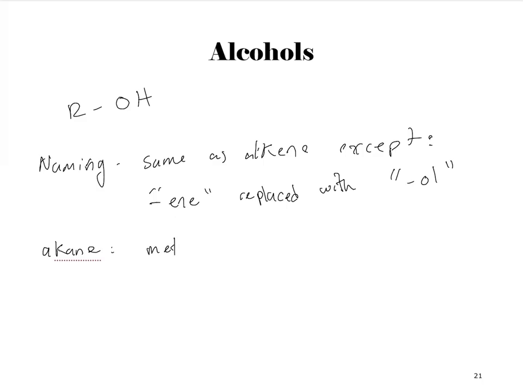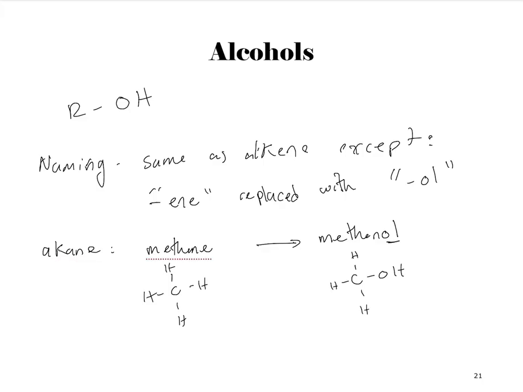like methane, which is just one carbon, this becomes methanol, right? So methane looks like a carbon with four hydrogens. Methanol just has an alcohol group attached to the carbon atom. If we look at something a little bit more complicated, let's say we have pentane, right?